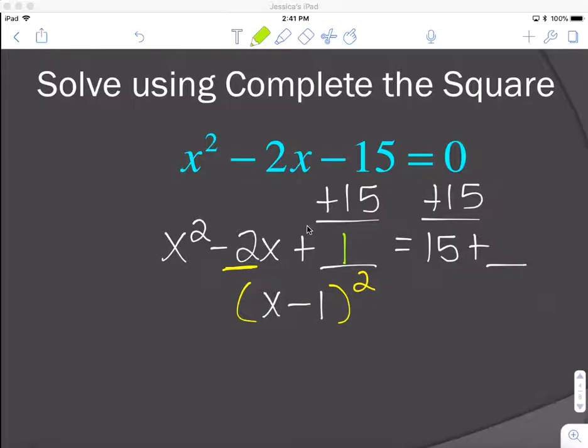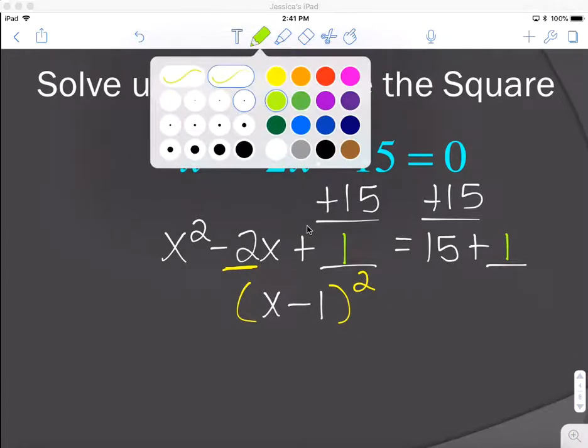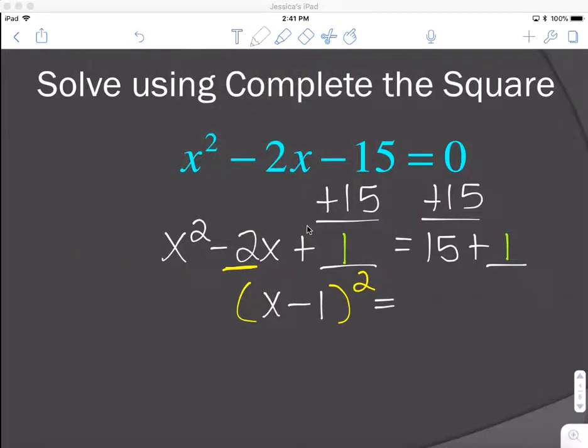Remember, whatever you put in the blank on the left has to match the blank on the right. This is going to follow that pattern every time. Half of negative 2 is negative 1. Negative 1 squared is 1. To keep going, 15 plus 1 is 16. To get rid of the squared, I'm going to square root both sides. And I have x minus 1 equals, the square root of 16 is plus or minus 4.